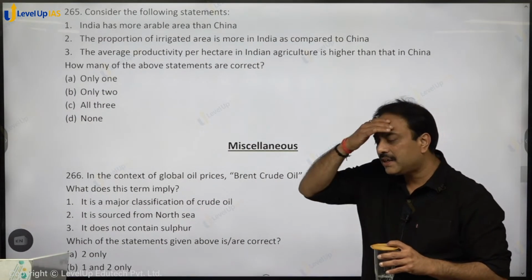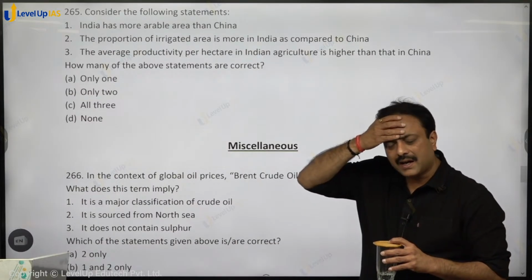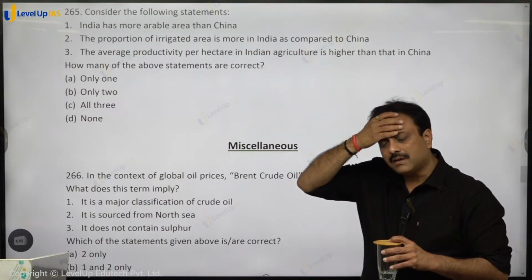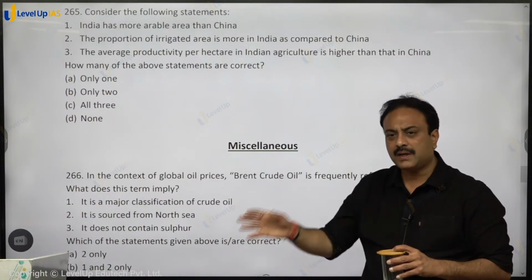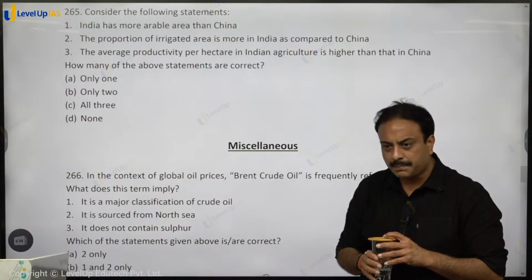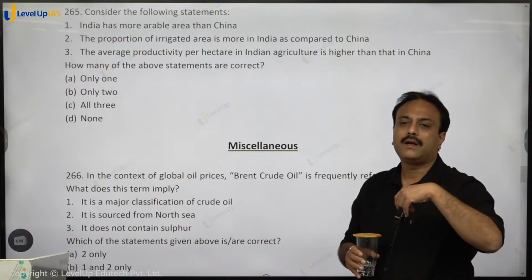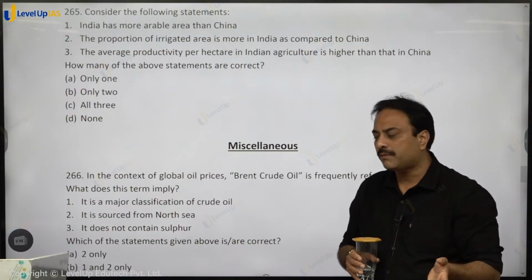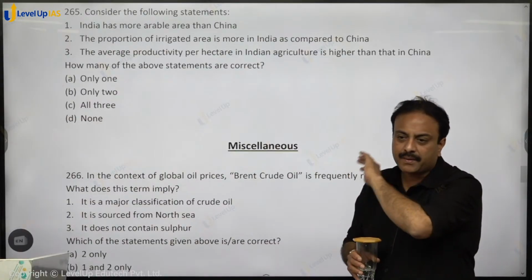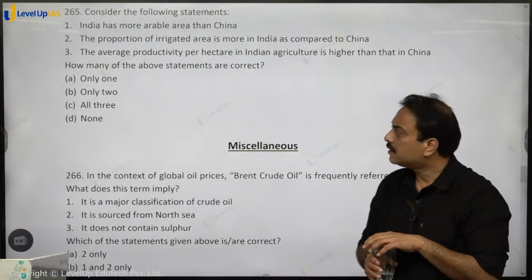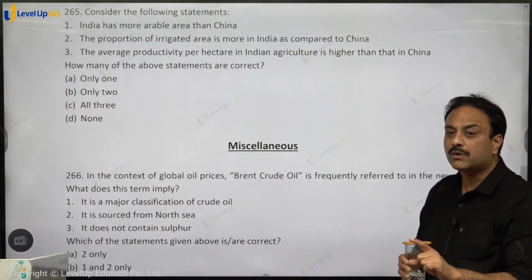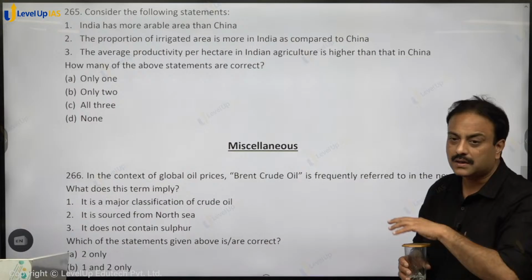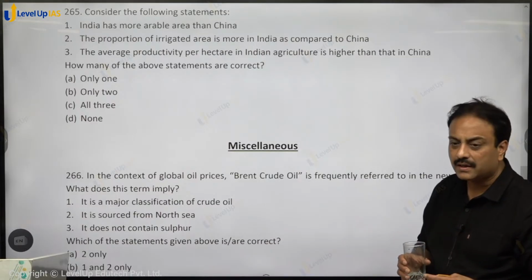And agriculture is practiced, and apart from food grains or food crops, there are different components of agriculture practiced in China. If we take all the components of agriculture together, China will have more area as compared to India. So India has more arable area than China is wrong. If food grain and food crops had been written, it would be correct, otherwise wrong. So this statement is incorrect.